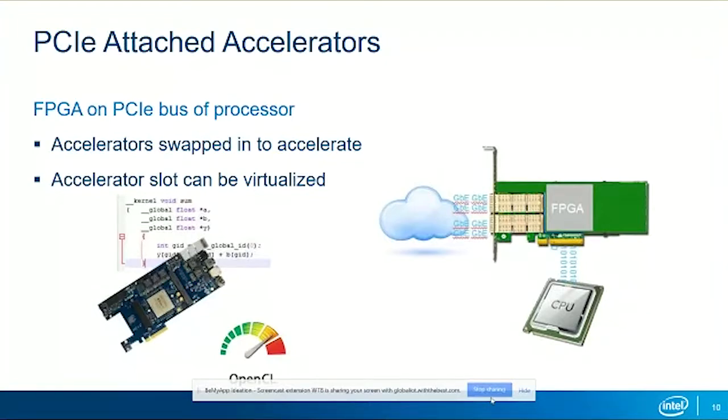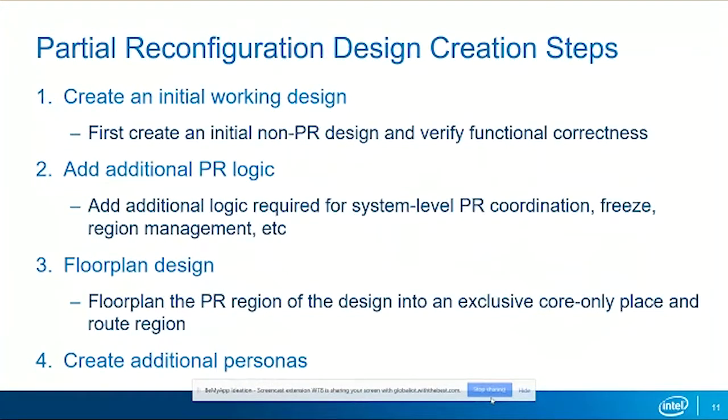So looking at the design steps for using partial reconfiguration, you'll create your initial working design, including the periphery and one of the implementations that you want to put in the partially reconfigurable region. Then you'll develop the additional logic for the different personas or the different functionality that you're going to put into the PR regions. You'll floor plan the design, where you'll identify the areas of the device that are going to be reconfigurable. And you'll have added in some specific PR logic.